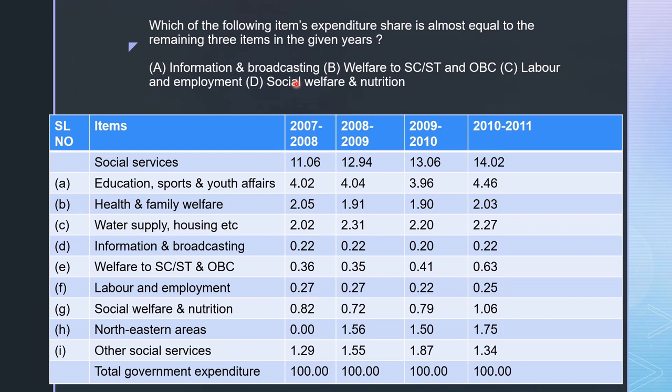Here the approach should be to pick the largest figure among the answer choices and just see whether the total of the remaining three is approximately equal to it or not for verification. Here among the choices, the largest figure is social welfare and nutrition for different years. For 2008-09, the total of information and broadcasting, welfare to SC, ST and OBC and labor and employment is 0.85, which is comparable to that of social welfare and nutrition at 0.82. Okay, so in this case we can say that option D is the correct answer, right?